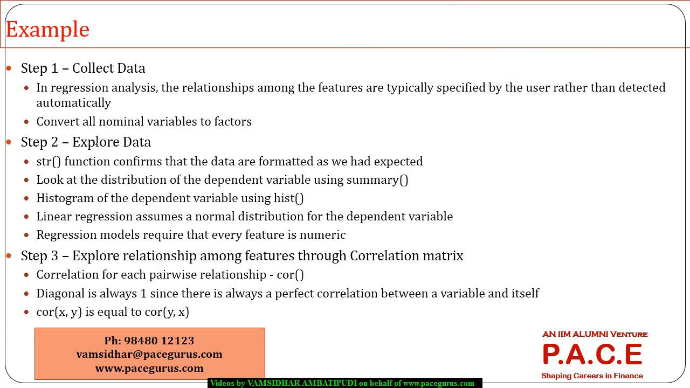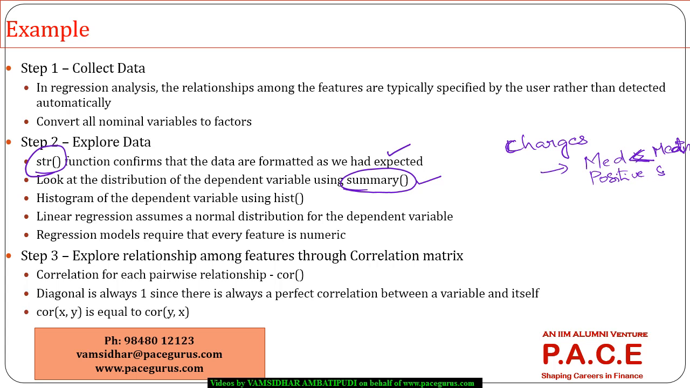As a part of the exploration process, we have initially looked at the structure, just seeing whether all the character variables are factors or not, and whether all the numerical variables which we expect to be numeric are numeric or not. Then we looked at the distribution of the dependent variable, which is charges here, using the summary. The median is lesser than the mean, which is an indicator that there is a possibility of positive skewness in the data.